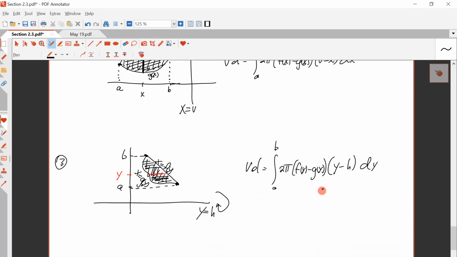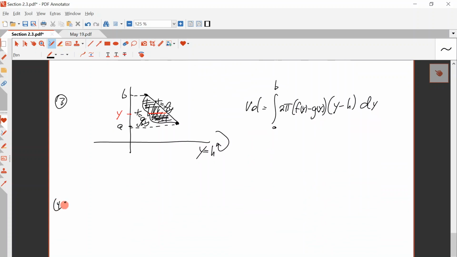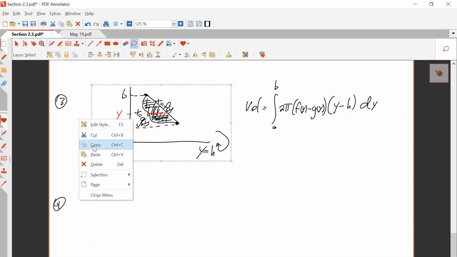All right, and then situation 4, you've got the same picture, but the horizontal axis is above that solid, that region.